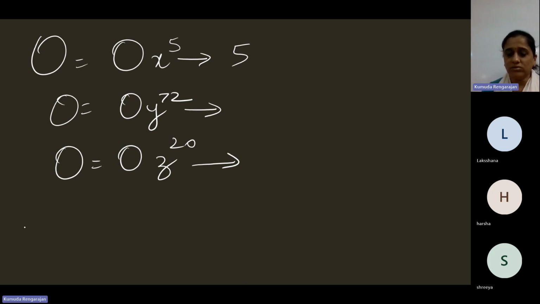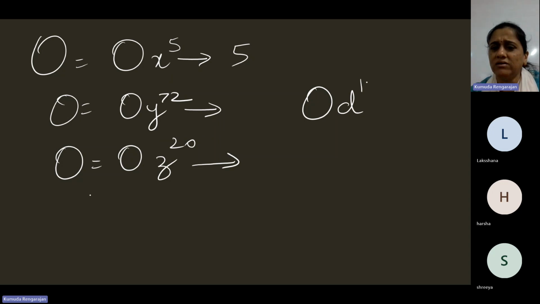0 into any variable raised to any power, so you'll get different values. You'll get different degrees. So each one of you can say different degrees for 0, which is why we say the degree of 0 is not defined.